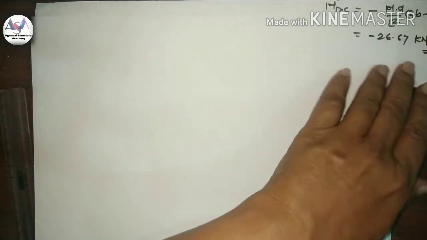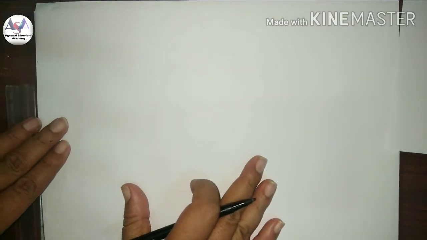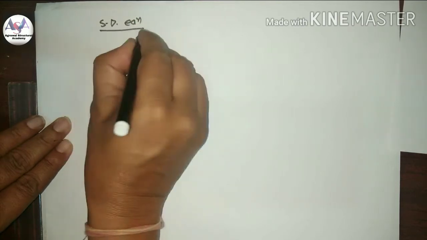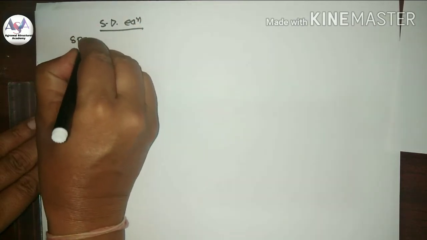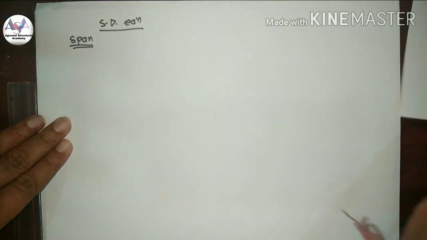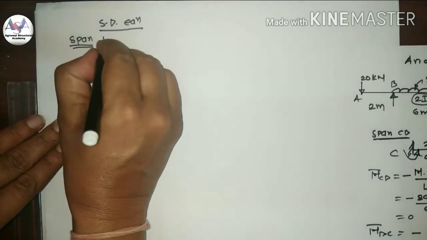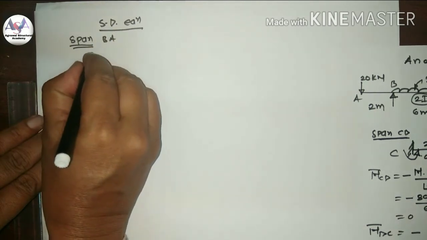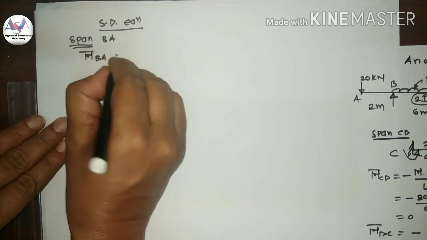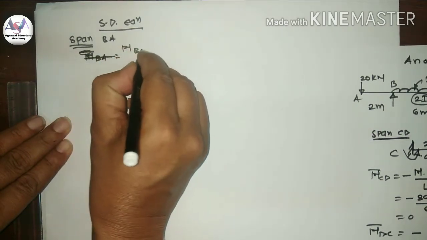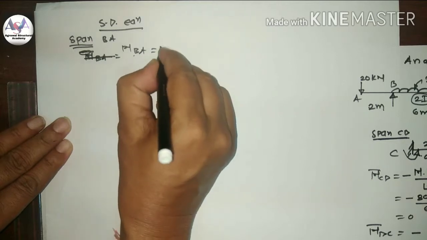That is the writing of the slope deflection equation. Third step, take the span. Now we have taken this span BA. So span BA, so right here MBA. So MBA, right here the M bar BA.